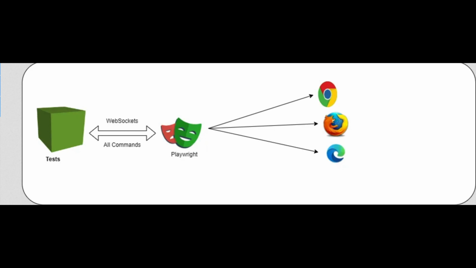Here's how the communication happens. Your test code sends commands to the Playwright server through a WebSocket connection. This is faster and more efficient than the traditional HTTP requests used by Selenium. The server receives these commands, translates them into browser-specific actions, and then sends it to the browser engine.